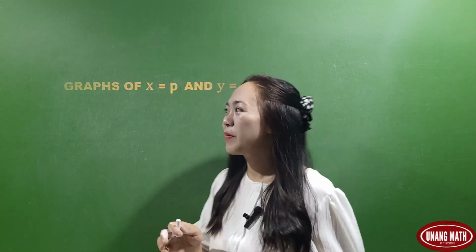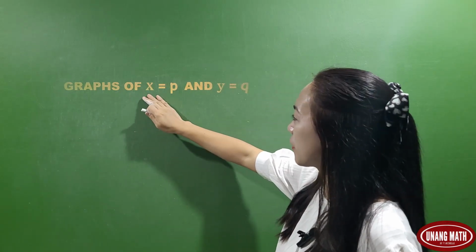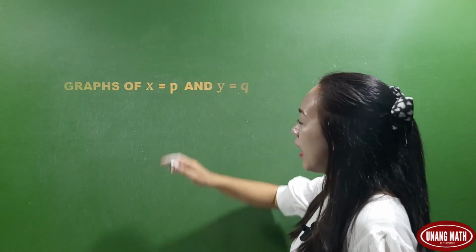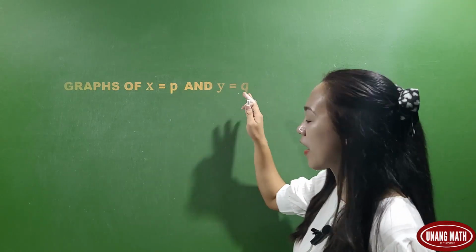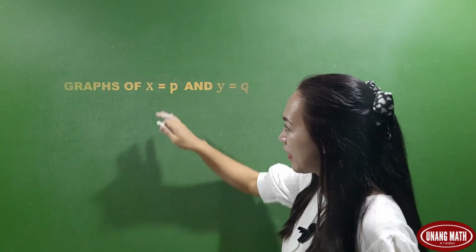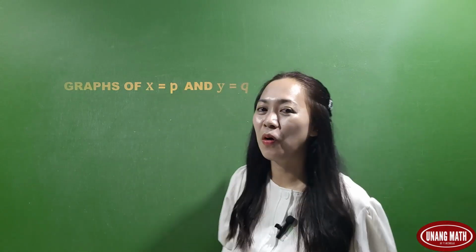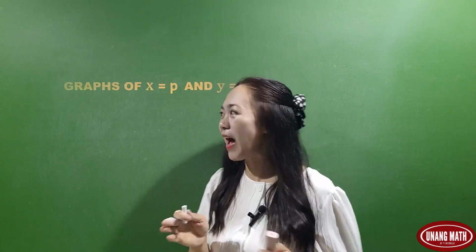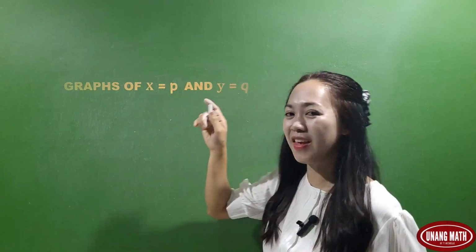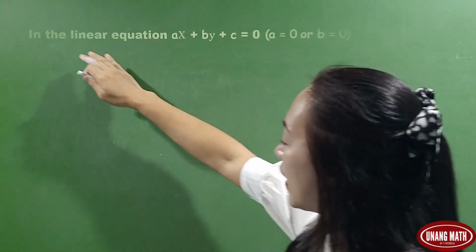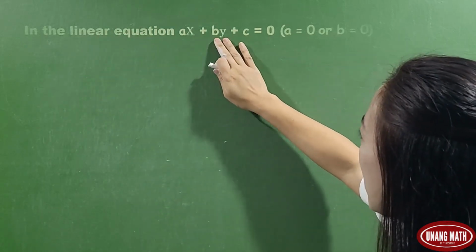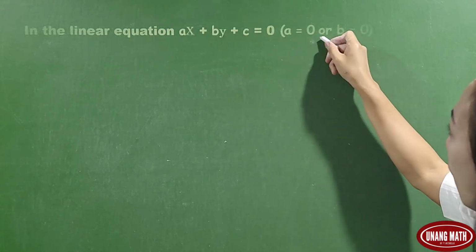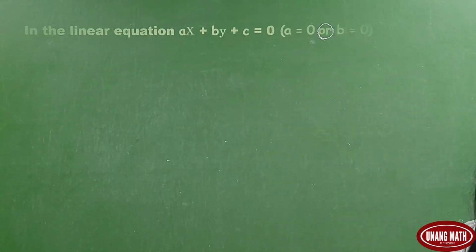In this episode, I will be covering this lesson about the graphs of x is equal to p and y is equal to q. Okay, p and q here are constant numbers. These equations are also called the horizontal graph and vertical graph. Okay, now, where did we get these equations? In the linear equation ax plus by plus c is equal to 0, where a is equal to 0 or b is equal to 0.